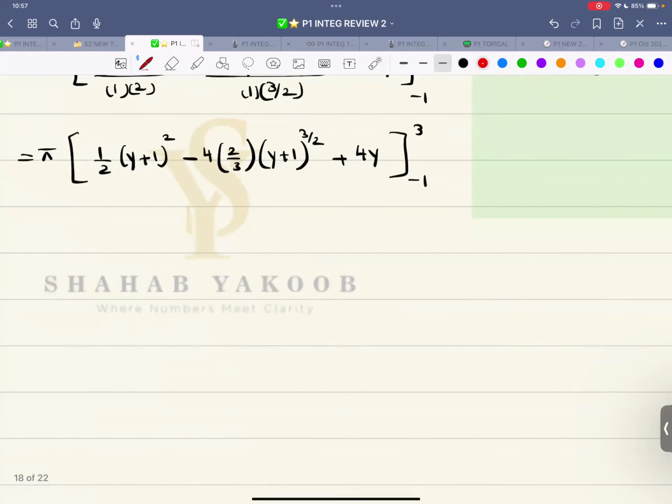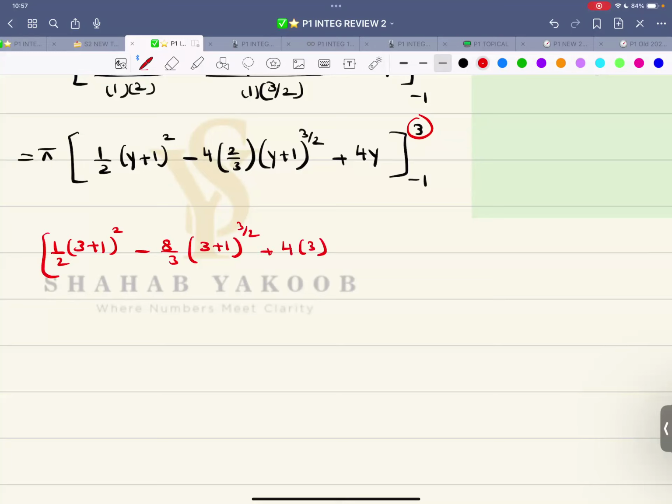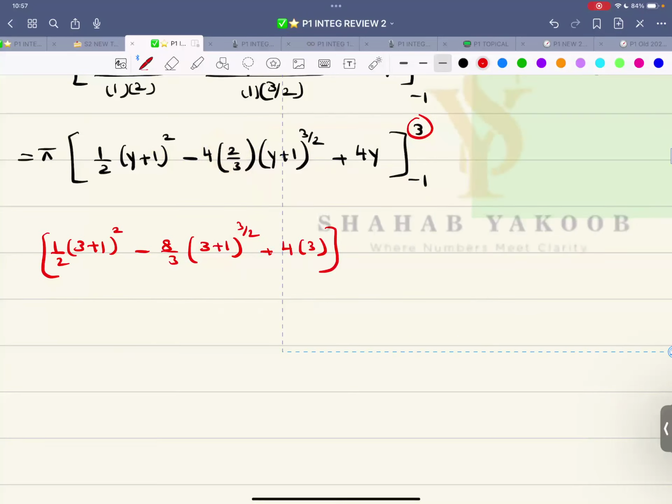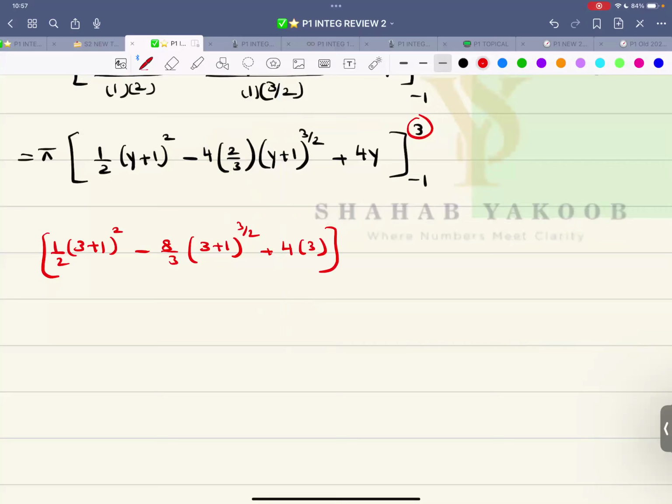So now in red color, I'm plugging in the upper limit. That is 3 plus 1 whole square. Don't forget to multiply by half. This is 4 2s are 8, 8 over 3. This is 3 plus 1 raised to power of 3 over 2. This is 4 times 3. All good, all clear. I'll plug in the pi a little bit later. So let me just remove this and shift it to this side.